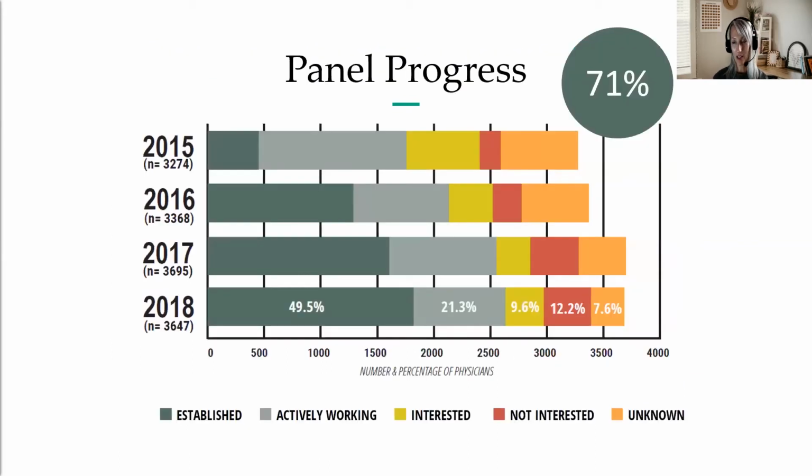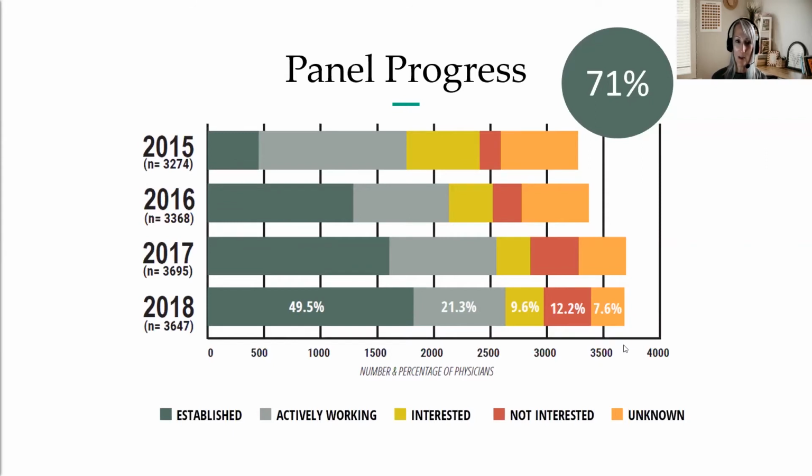Okay, and let's take a look at our panel progress in the province. Unfortunately, we don't have 2019 and 2020 data. That's partially due to COVID, so hopefully we can get that data at some point. But the point of this slide is just to show you where we started out in 2015 and how we have been progressing over the years. So we've been slowly improving.